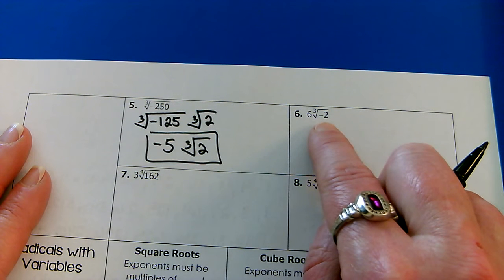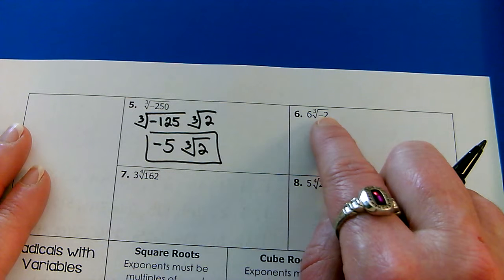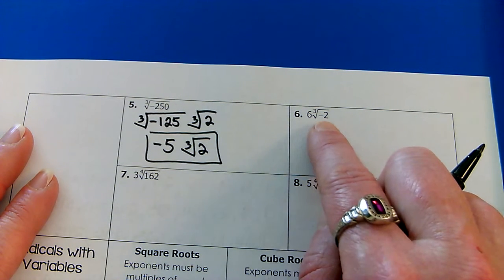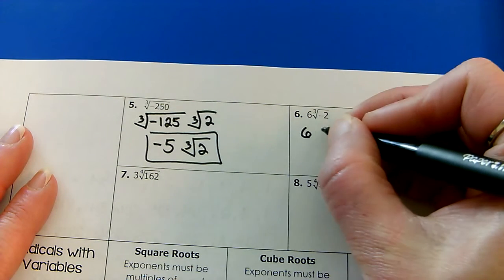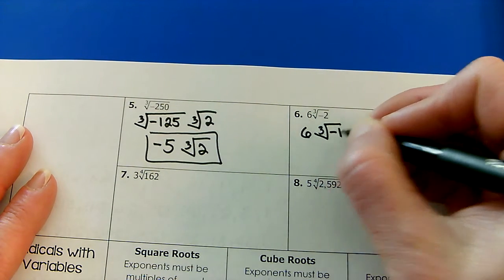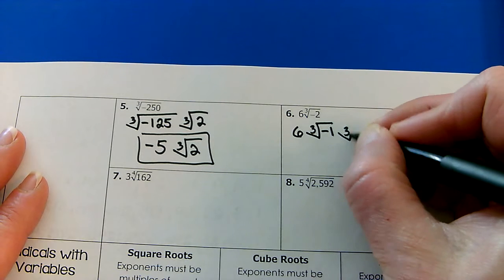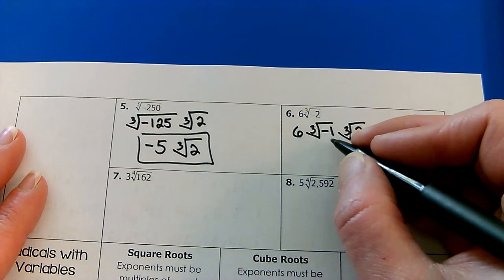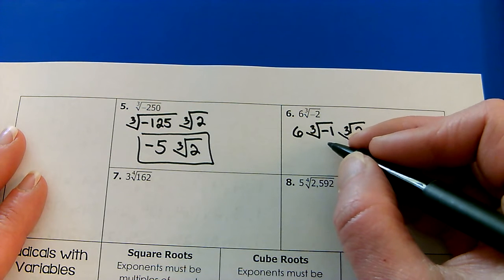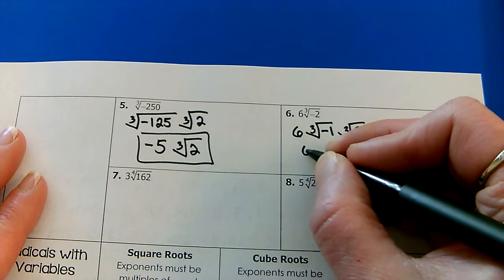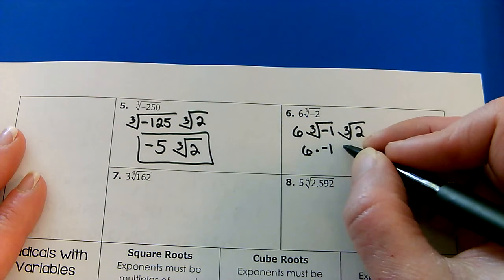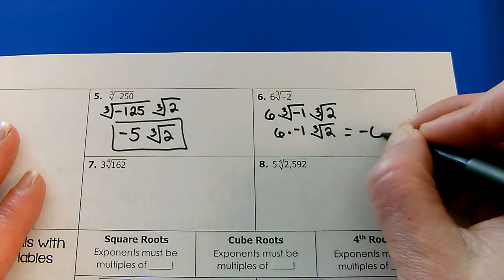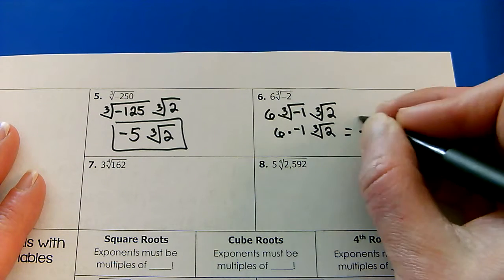Cube root of negative 2. Be careful. As soon as I saw this, I thought to myself, oh, it's an imaginary answer, it's i. It's not. I could separate that into the cube root of negative 1 times the cube root of 2. And negative 1 is a perfect cube. So this would be negative 1 times negative 1 times negative 1. So 6 times negative 1 cube root of 2. That gives me negative 6 cube roots of 2.